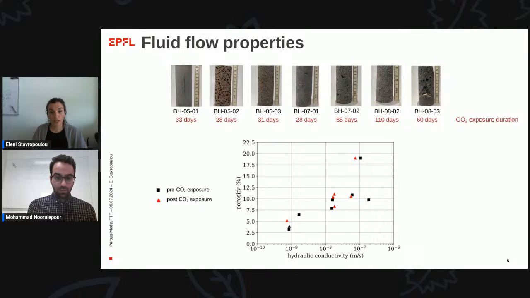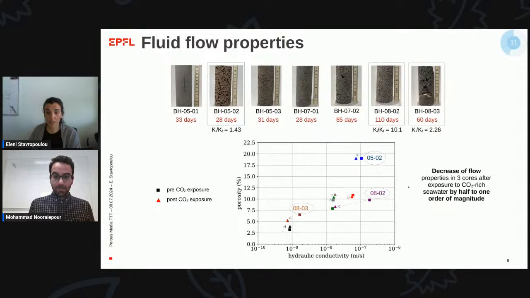If we now plot the measured values of the post-CO2 exposure hydraulic conductivity, you see here the different exposure times for the samples. As I said, the minimum is 1 month, but we have samples that were exposed up to 3 months. The results are these, the red triangles, but we can't understand much. So let me explain to you.